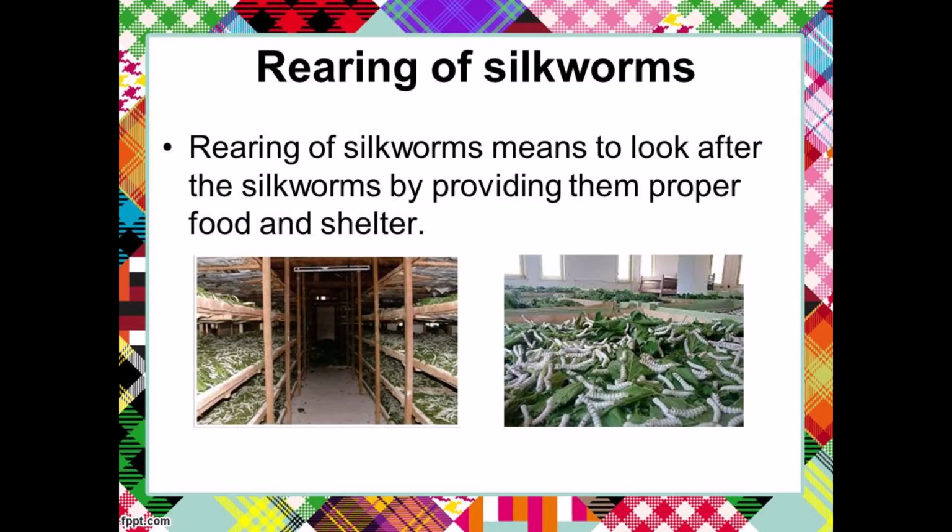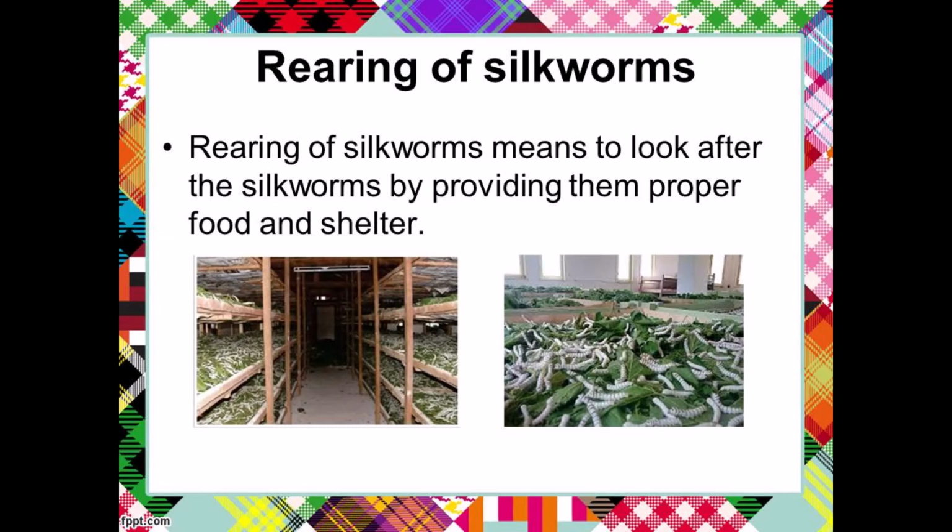Now, what is an incubator? An incubator is an electrically warmed box inside which a substance can be kept at a desired temperature. And why are these eggs kept in an incubator? So that the larva can hatch from these eggs.